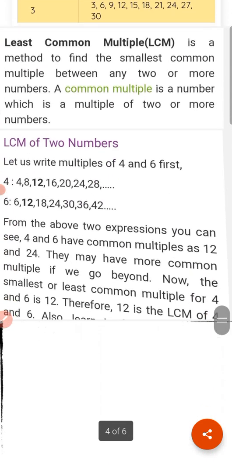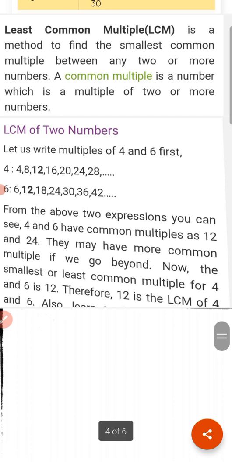Now, least common multiple or LCM. The full form of LCM is least common multiple. It is a method to find the smallest common multiple between any two or more numbers. Least means smallest. A common multiple is a number which is a multiple of two or more numbers. Let me explain this.